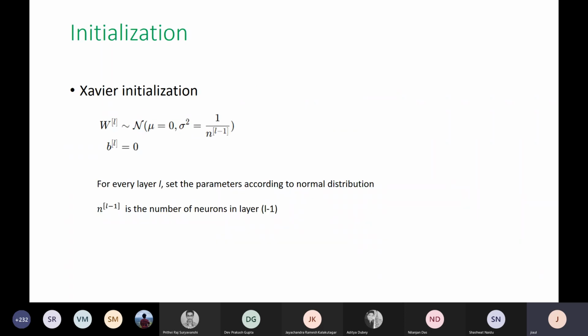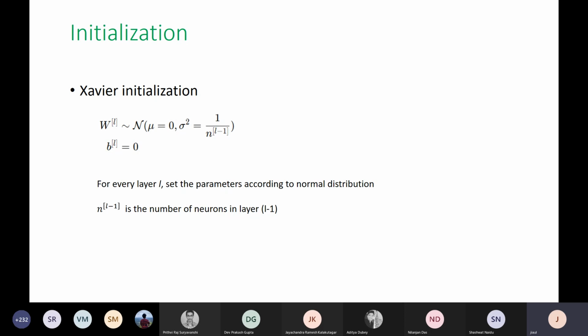So I'm going to talk about two initializations. I'm skipping the mathematical proof behind it. There are lots of lengthy proofs. If you are interested, you can ping me on MS Teams or on my email, and I can go through it with you in case you are interested in the mathematics of these things.